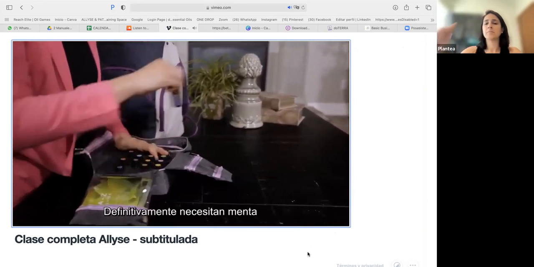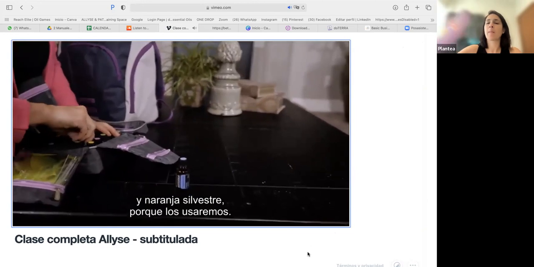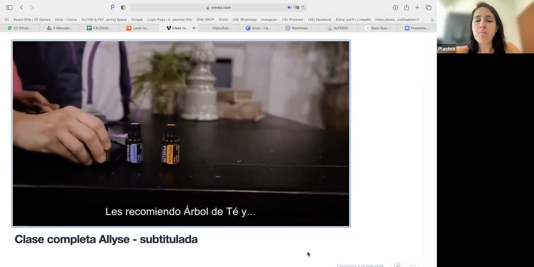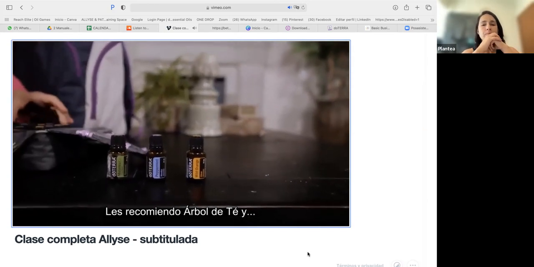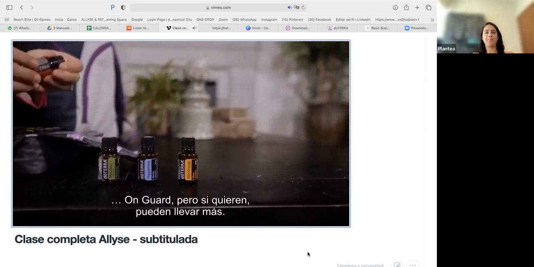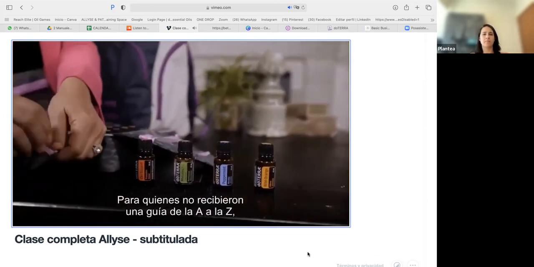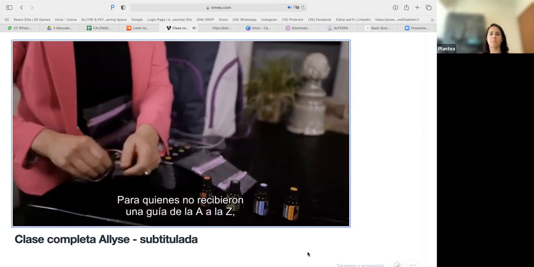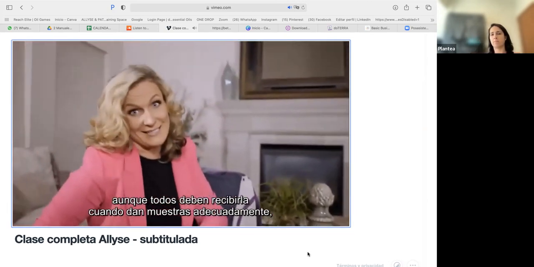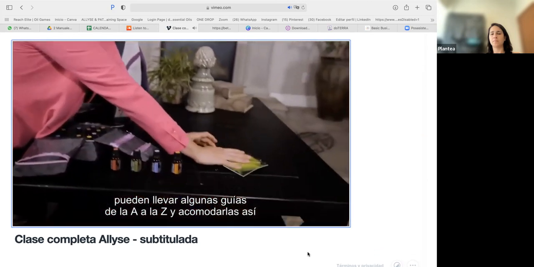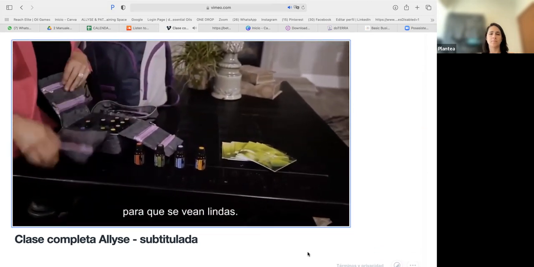You definitely need peppermint and wild orange, because we're going to be having experiences with that. I would probably recommend tea tree and On Guard. You can have some more if you'd like. And for those people that didn't get an A to Z guide, although they all should get an A to Z guide when you sample properly, you can bring some A to Z guides. You can just flare them like that, make them look pretty.